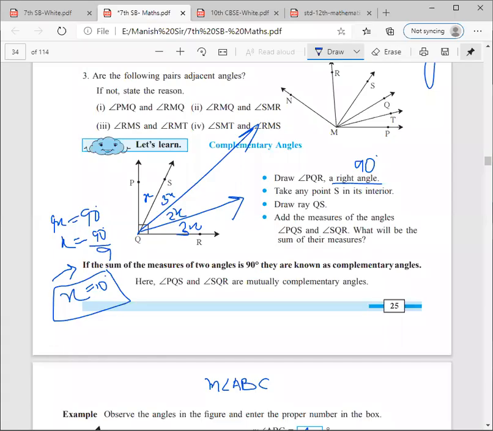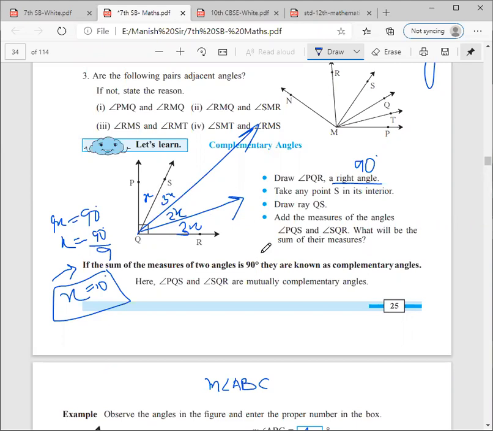Listen carefully. The complementary angle, what we have done in the complementary angle, is very simple. The summation is 90 degrees. So PQR is 90 degrees. In that, if we create two angles, the sum of the two angles is 90 degrees. If we create 8 angles, again the summation of the 8 angles is 90 degrees. Then those are complementary angles.